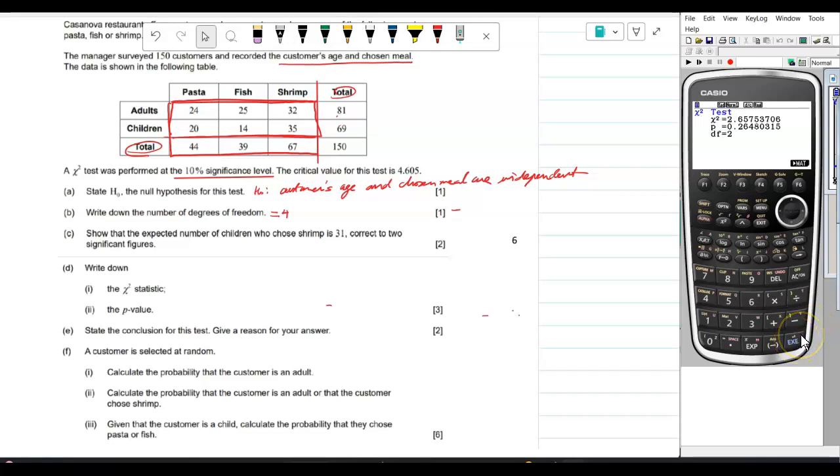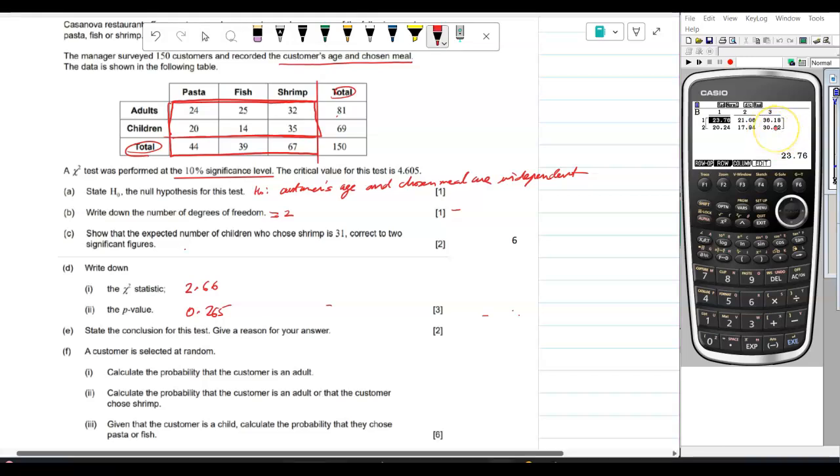So the degrees of freedom, everything changes, because I made a mistake in entry. I didn't read carefully. The chi-square will be 2.66. P value 0.265. Correct? Now matrix, you go to B, and that will give you the expected values. How much is that? 31. And that remains 31. Okay. Conclusion.